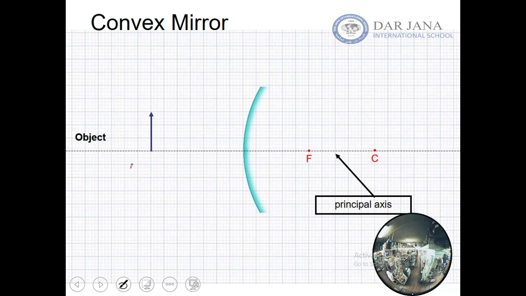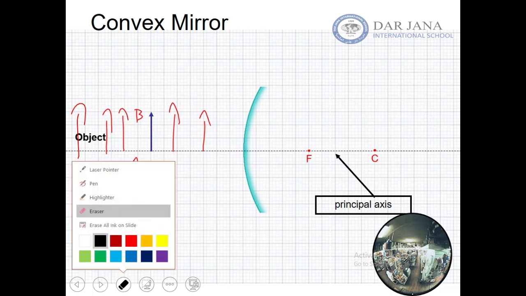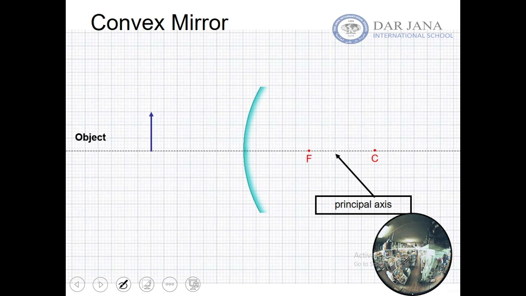Now here we have the object A, B. It doesn't matter where we put the object in a convex mirror. If, for example, we put it here, or here, or at this position, it doesn't matter, since the focal point and the center are inside the mirror, not outside. So far so good.